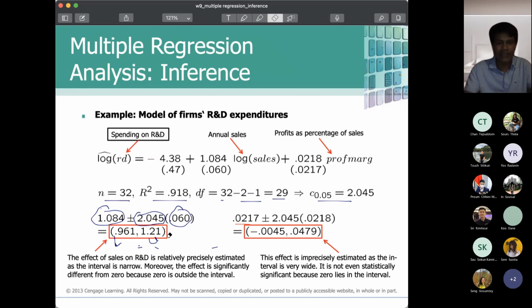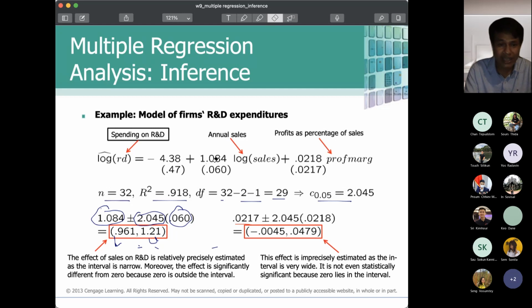What does it say? Here is the interpretation. The effect of sales on R&D is a relatively precise estimate, as the interval is narrow. Moreover, the effect is significantly different from 0 because 0 is outside the interval. All right. So, guys, if you want to know whether it is significant or not, you can simply calculate t here because we don't have a p-value. How to calculate t? Coefficient divided by standard error. You will see that, all right, log sales has a significant effect on spending on R&D.